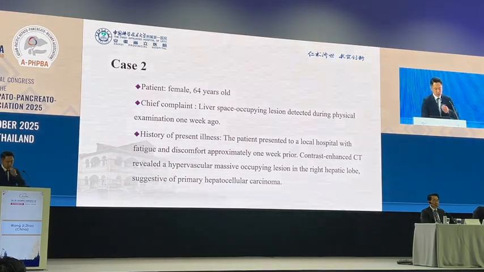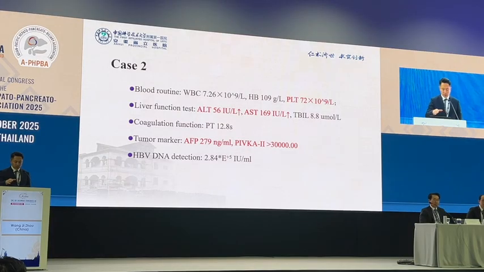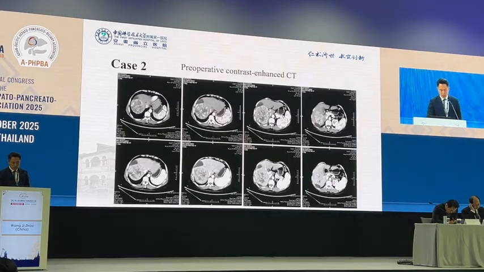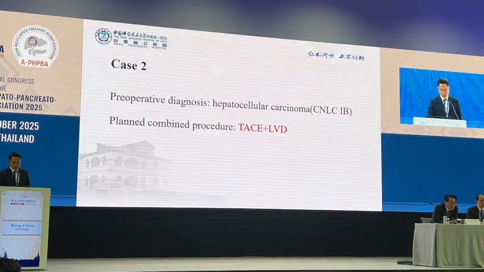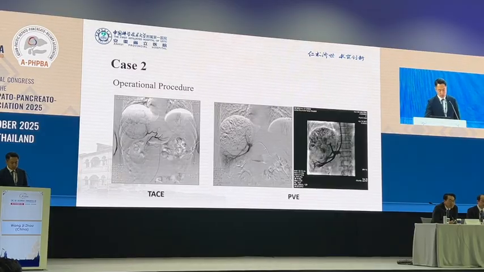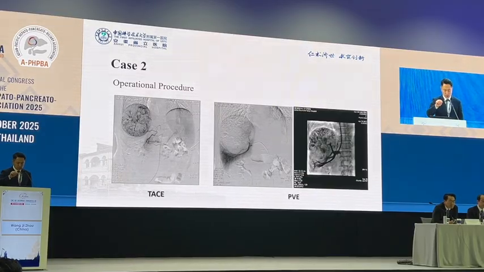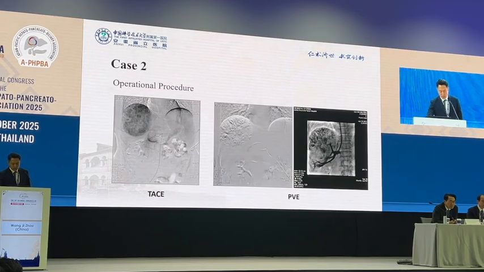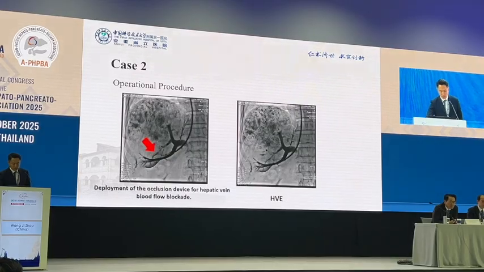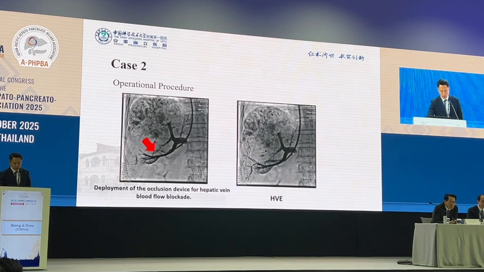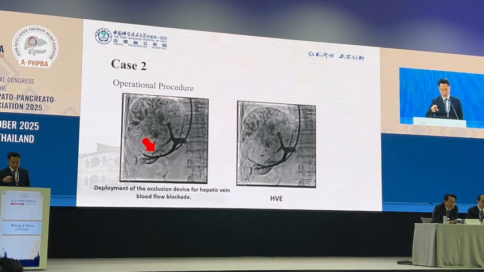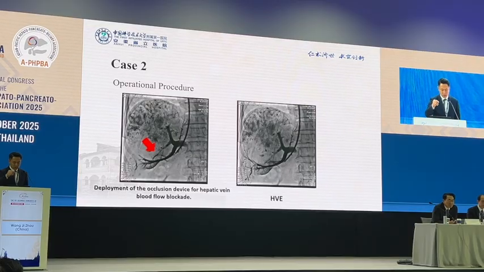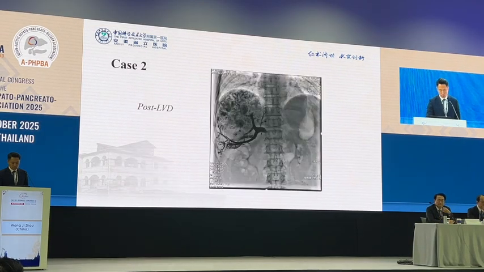This is another case. This female is 64 years old. You can see that the tumor volume actually increased a lot. They are very big. We do the TACE, then we do the TACE again. Basically, actually supplying the tumor and the PVE. And we find the right hepatic vein and put the device on the right hepatic vein to block the flow.